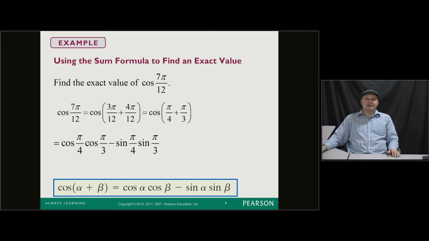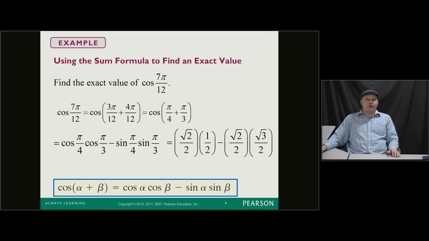Cosine of pi over 4 plus pi over 3 is going to be the cosine of the first, pi over 4, times the cosine of the second, pi over 3, minus the sine of the first, pi over 4, times the sine of the second, pi over 3. So it's just immediate use of the formula. And if you look at those values, those are all special angles, so it can be found with our memorization.